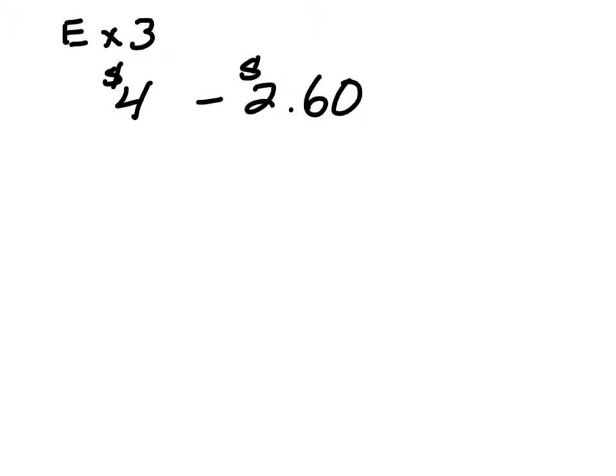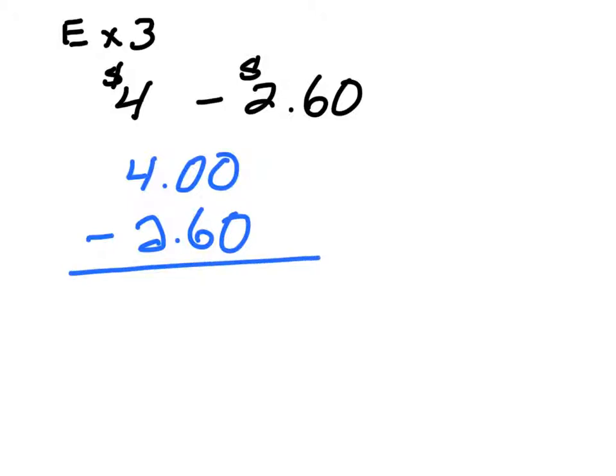All right, basically the same concept when you're subtracting money problems. So I'm going to make sure that I write 4 in terms of money. So 4.00 minus, and again I line everything up. The hundredths, the tenths, and the ones.